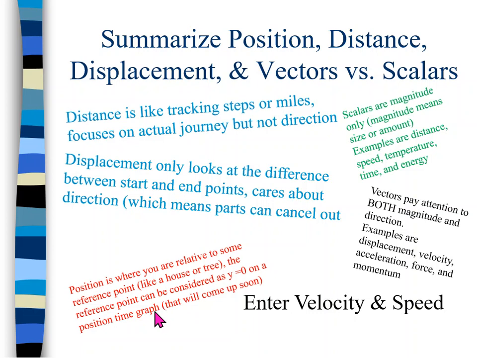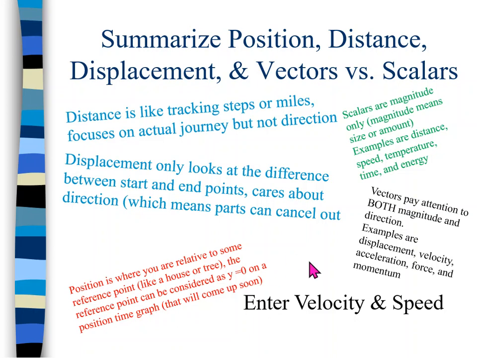And then here, position. Position is where you are relative to some reference point, like a house or a tree. When we start talking about graphs, and we'll do that very soon, we're going to see that the 0 point on a position time graph is not necessarily where we start. That'd be on the vertical axis, but just some reference point. But we'll get there.